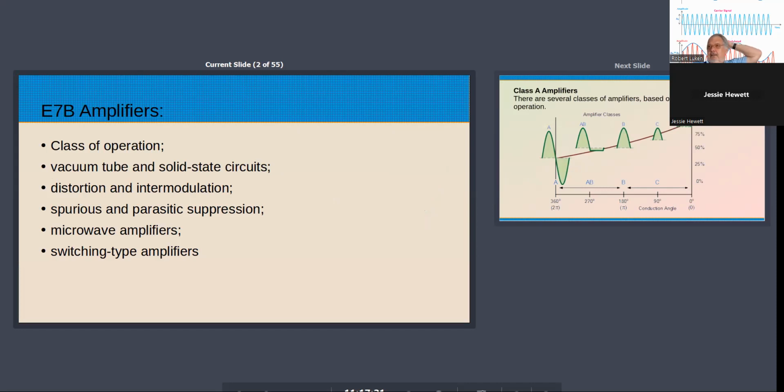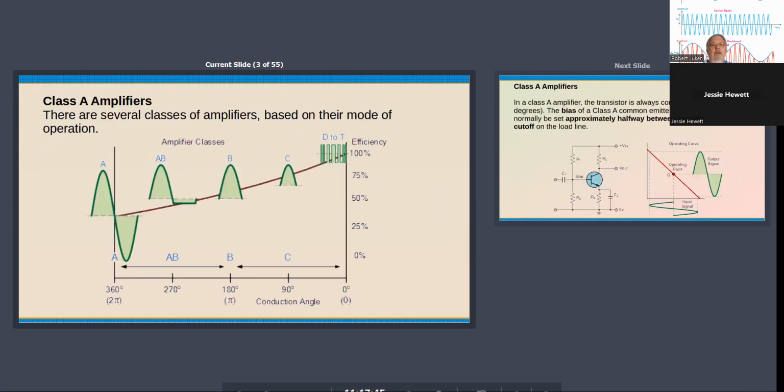Amplifiers, okay. We're going to talk about classes of operation, a little bit about vacuum tubes, distortion, spurs, microwaves, and switching amplifiers. What's a switching amplifier? Class D through Class T. So this little chart shows, for different classes of amplifiers, the conduction angle, which is what percentage of the input waveform the transistor in the amplifier is actually powered on and conducting current or power.